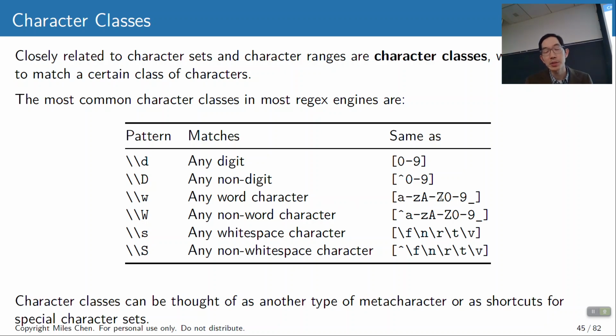Lowercase letters, capital letters, the digits 0 through 9, and the underscore. The only one that maybe surprises people is the underscore, but not a dash, not a space. Capital W is a non-word character, so anything but those things. And then backslash s is any whitespace character.